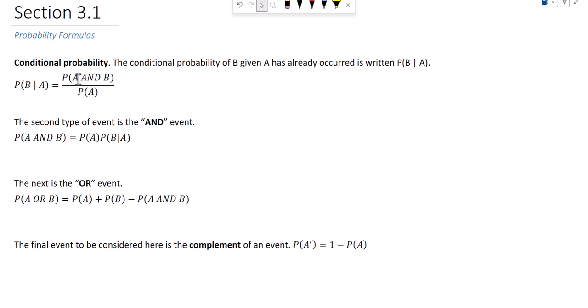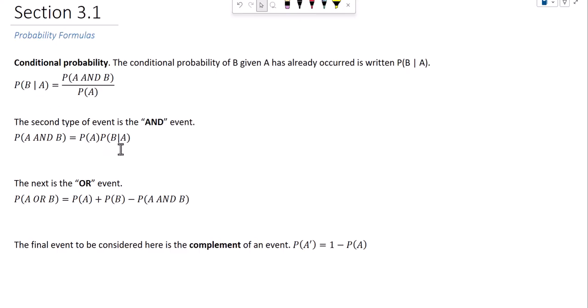So here, the probability of A and B, that's the probability that both of these things happen. So we take that and we divide by the probability that A happens. So this is the probability of B given A, and if we take this same thing and multiply it by this, we get the AND happening. So the AND event and the conditional probability are really the same kind of formula. The probability that A and B happen is the probability that A happens multiplied by the probability that B happened given that A happened. So a little different here. We have a slight change.